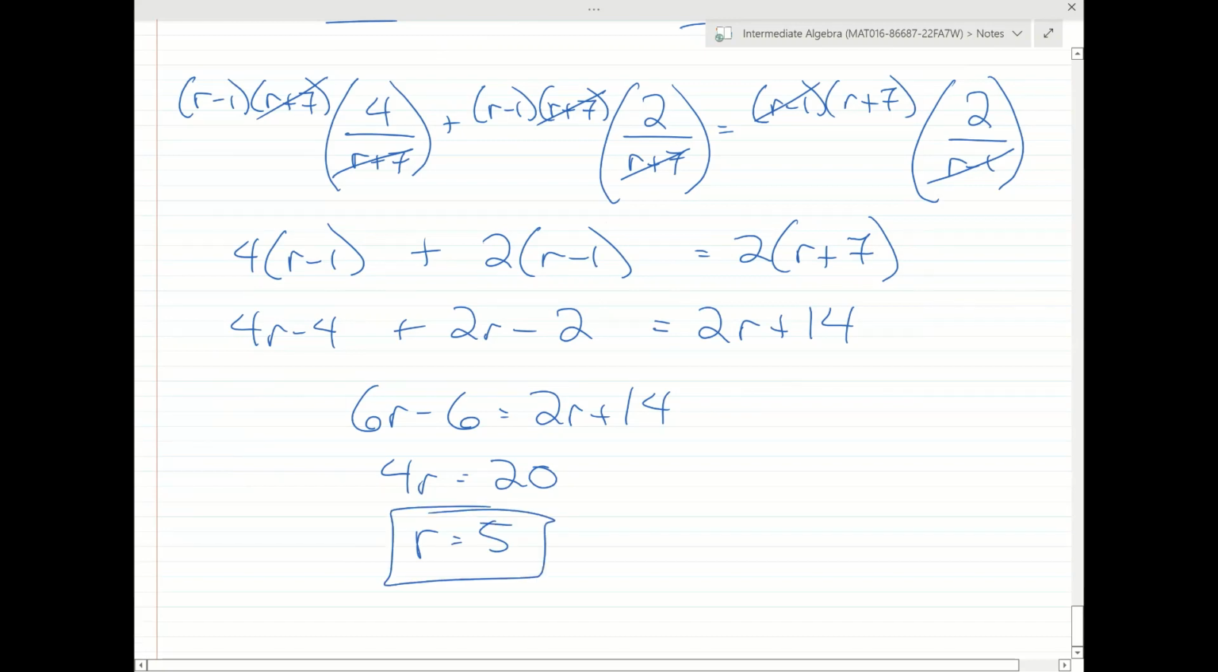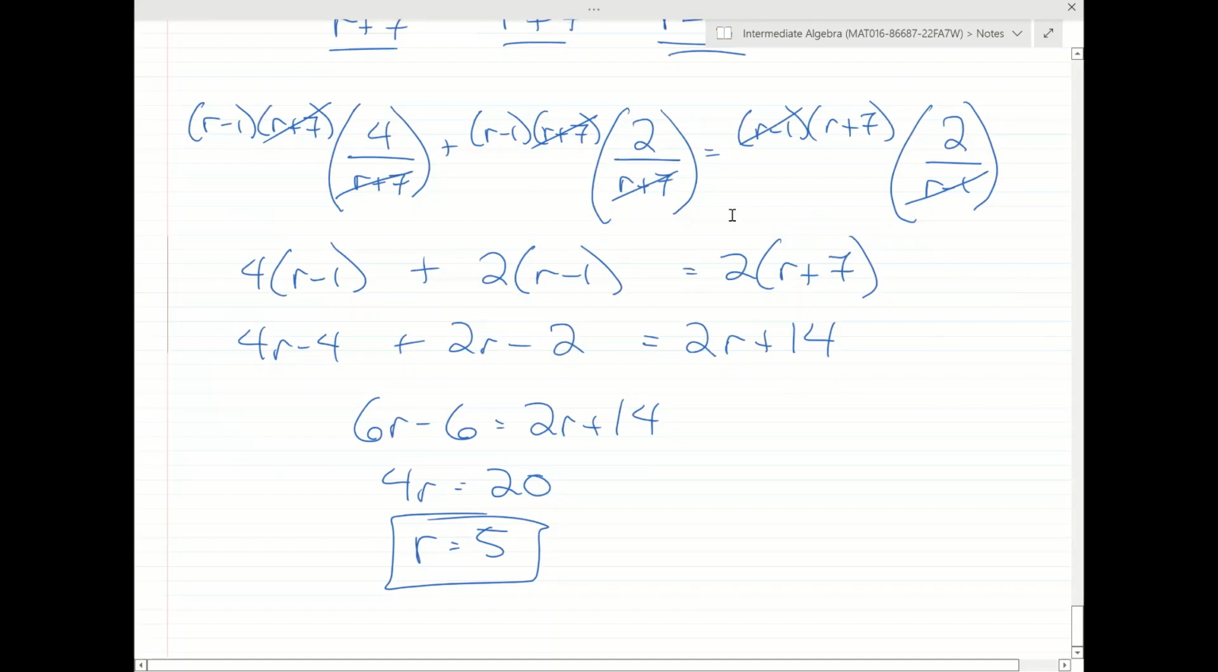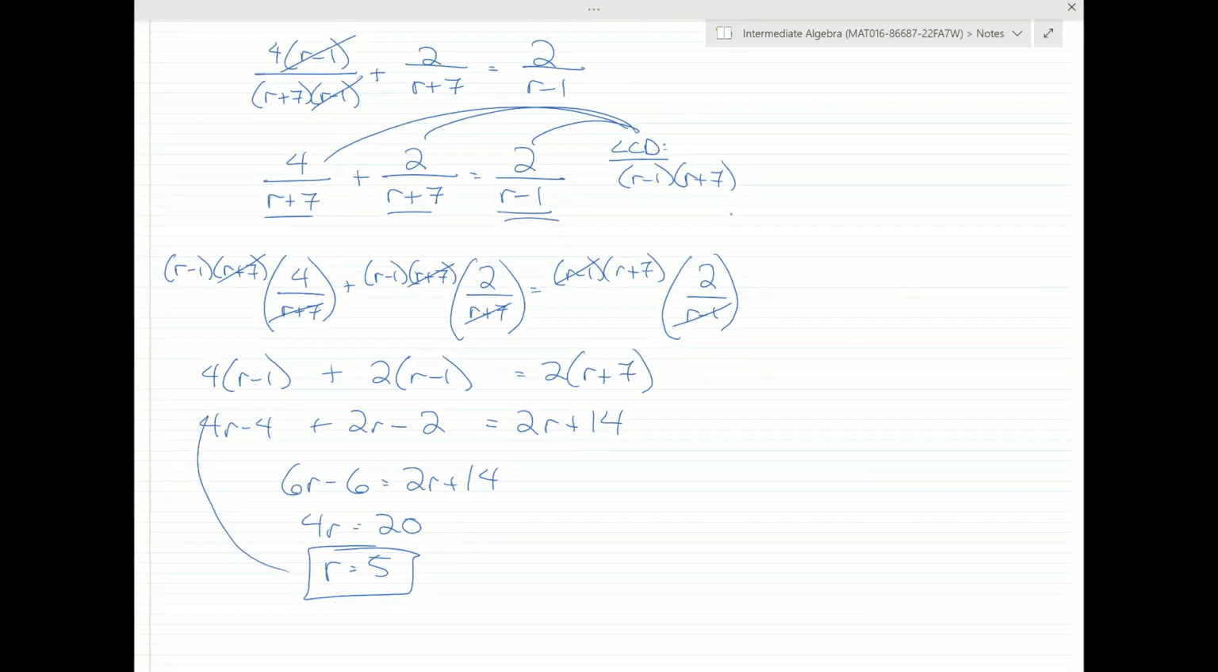We just go back and look at our equation. The r is equal to 5 is not going to make any of our denominators 0. So that's the only answer.